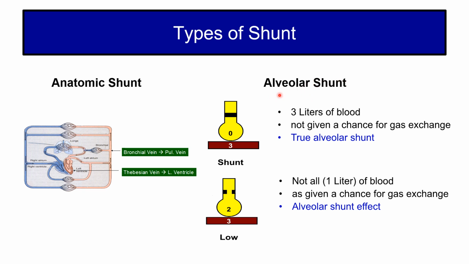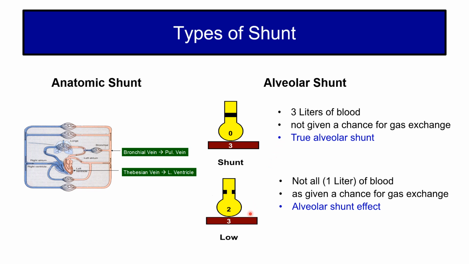Alveolar shunt can occur in a V/Q relationship of 0, or a shunt V/Q, or a low V/Q relationship. In a shunt V/Q, or a V/Q relationship of 0, notice that in this situation, 3 liters of blood was not given a chance to have gas exchange with air in the alveoli. And this situation is known as your true alveolar shunt.